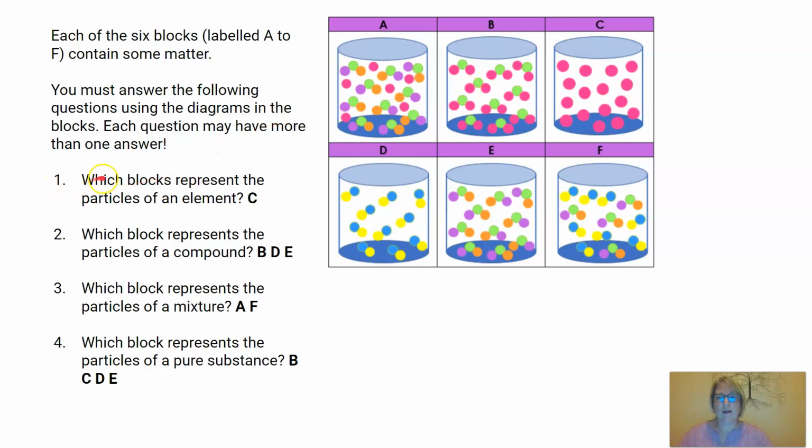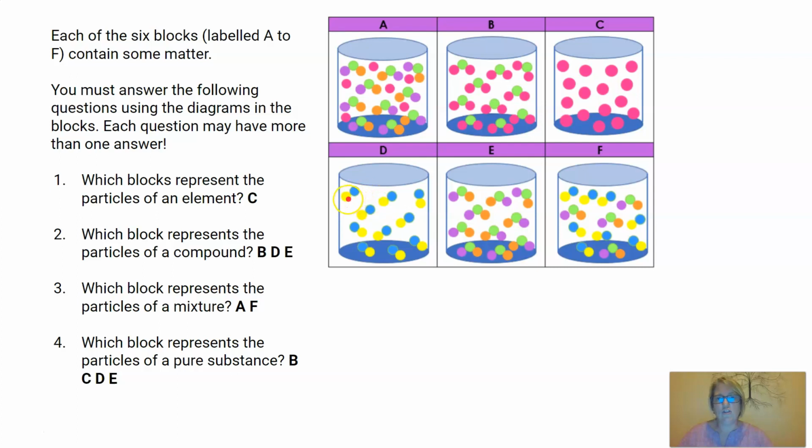Okay, so question 1. Which blocks represent the particles of an element? And this is best represented with C. Which blocks represent the particles of a compound? Now remember, a compound has to have 2 or more atoms chemically combined together. So that will be B. There is a compound. There's 2 or more atoms chemically combined together. And it is the only compound that I find in this container.